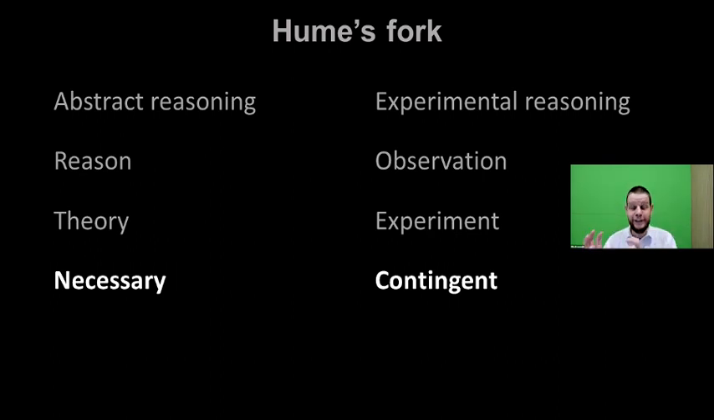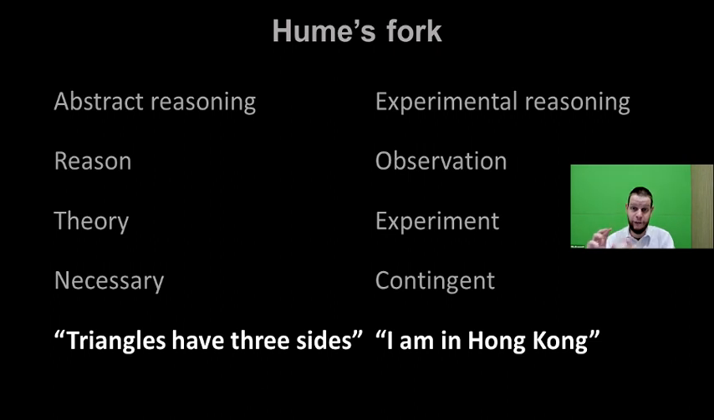Now, reason tells us that which is necessarily true. Triangles have three sides. 1 + 1 = 2. Observation tells us that which is contingently true. I am in Hong Kong. The universe could be otherwise. I might not be in Hong Kong, but I am. I know that by observation. The universe could not be otherwise when it comes to triangles having three sides, and so I know that by reason.